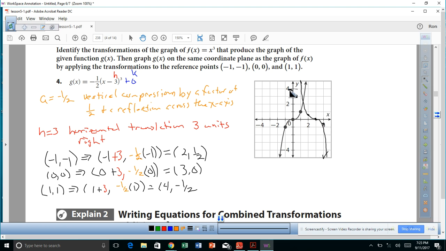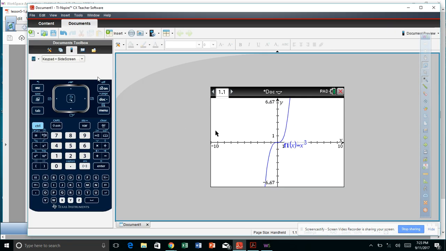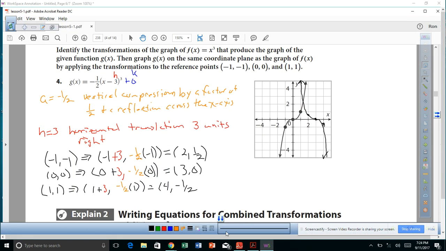And there we go. Getting better already. Now, let's go in here and do this. So we've got x cubed, right? That's x cubed right there.